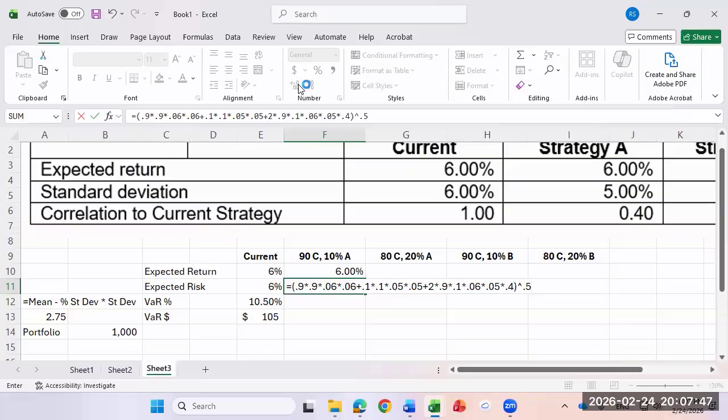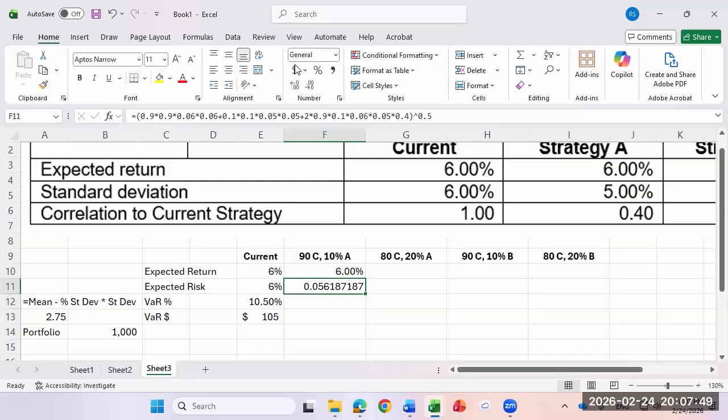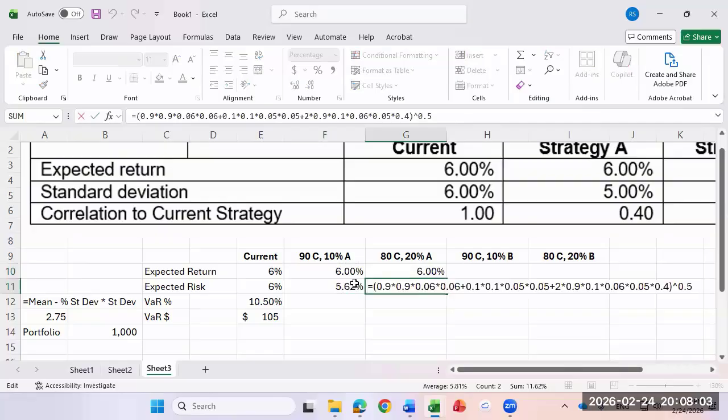It should be lower than 6%. And it is, so that's good. You're not going to do this formula and get a number higher. It's not going to go up, all right? So that comes down, so that looks pretty good. We can copy that over. The return's the same. All we got to do is go through here and put the weights.